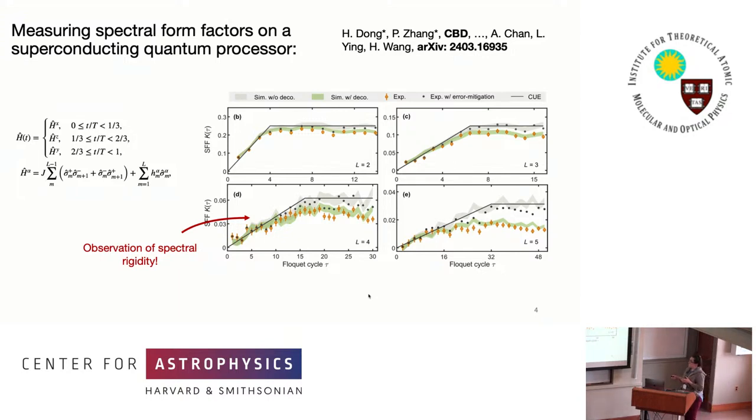We can see the orange markers are the raw data, and if you do error mitigation on this raw data, we can see the black dots were able to capture that difference between ramp and plateau. So basically, seeing this ramp behavior in the data was the observation of spectral rigidity. Okay.